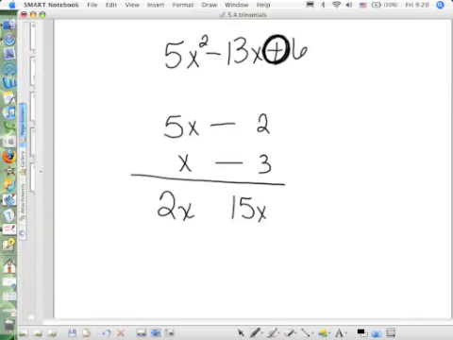Add up to 13. Why? Because the last term multiplied by the last term has to give me positive 6. So that means their signs have to be alike. Correct?